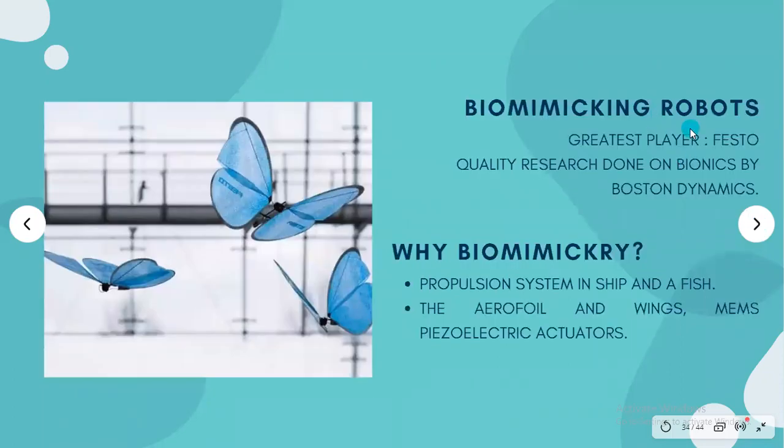My personal favorite is biomimicking robotics. One of the greatest players here is Festo. For biomimetic robotics, you should do a thorough internet or YouTube search. Then people came up with the idea of aerofoils, because flapping wings were not possible at that time, right? But now we can see these kinds of butterflies flying, maybe birds flying. Festo is literally making these kinds of biomimetic organisms.